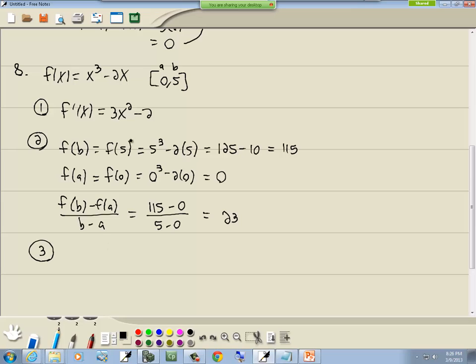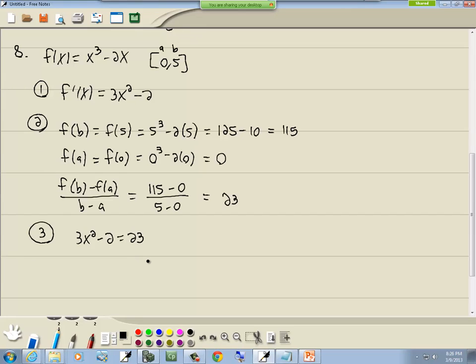Step 3. Set your derivative from step 1 equal to the value we just found. So I'll set 3x squared minus 2 equal to 23. Take negative 2 over, so we got 3x squared is equal to 23 plus 2. So we got 3x squared is equal to 25. Divide both sides by 3. And we get x squared is equal to 25 over 3.